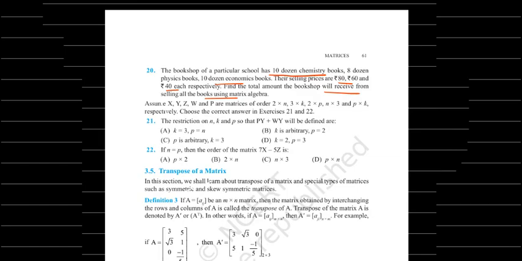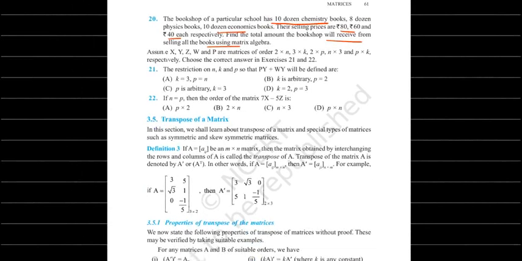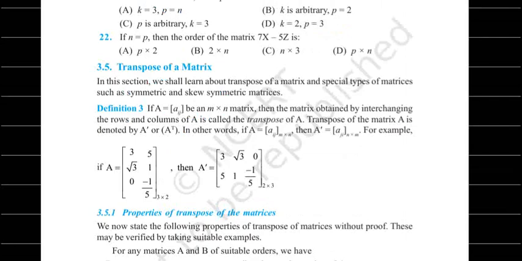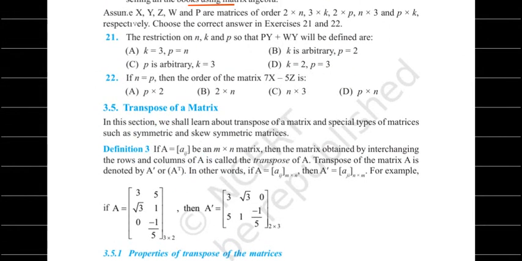Okay. Finally, we have come to the end of this beautiful exercise. We are left with only two questions. These questions are nothing, you just need to check here itself. What is this 21st question? Assume X, Y, Z, W, and P are matrices of order 2 into n, 3 into k, 2 into p, n into 3, and p into k respectively. Choose the correct answer in exercise 21 and 22. The restrictions on n, k, p, so that PY plus WY will be defined are. Okay, PY and WY.